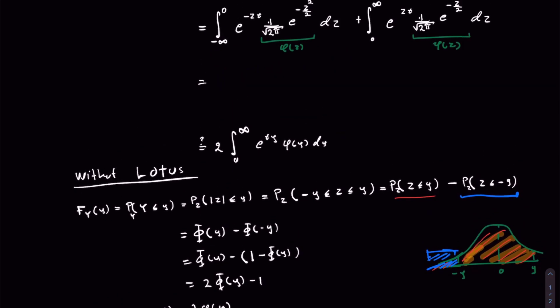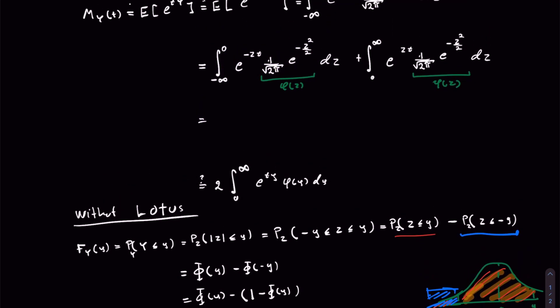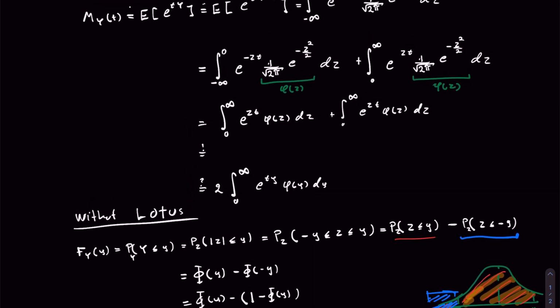Is this true? Okay, so what we can do here is that because of symmetry, we can flip minus z to positive z, so we get the integral from 0 to infinity of e to the zt times the PDF of z dz, plus, and this is the same thing, right? This is the same thing, e to the zt times the PDF of z dz, and that is in fact the same as this expression here. Y and z are just dummies here, so we can swap y for z and z for y. So we have now proven this equality.